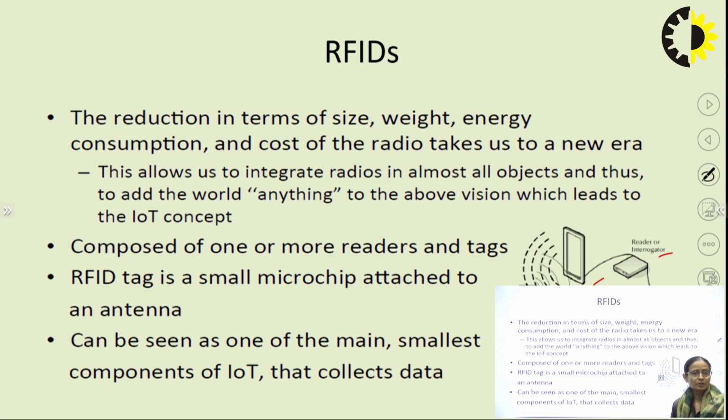The reduction in size, weight, energy consumption and cost of the radio takes us to a new era, and this allows us to integrate radios in almost all objects, and thus to add the world of anything to the above vision, which leads to the IoT concept. Composed of one or more readers and tags, an RFID tag is a small microchip attached to an antenna, and can be seen as one of the smallest components of IoT that collects data.